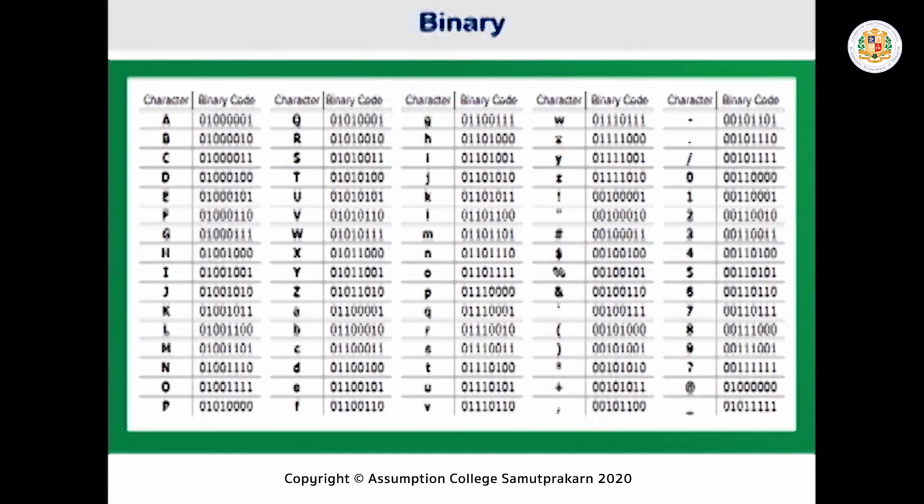So here are examples of characters or letters and their equivalent in binary code. Here we have A, equivalent to 1 byte, which is composed of 8 bits or 8 binary numbers: 0, 1, 0, 0, 0, 0, 0, 1. Okay, so off, on, off, off, off, off, off, on. You can see all the conversions here in binary code.